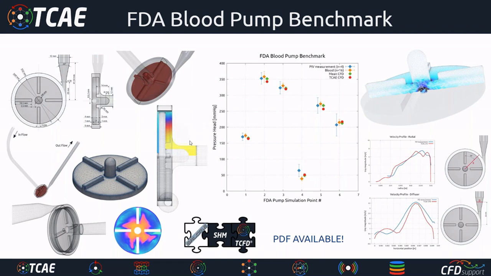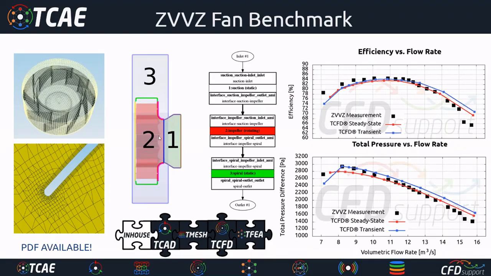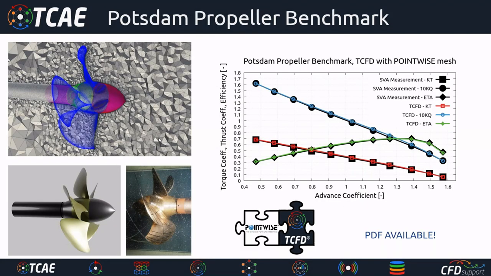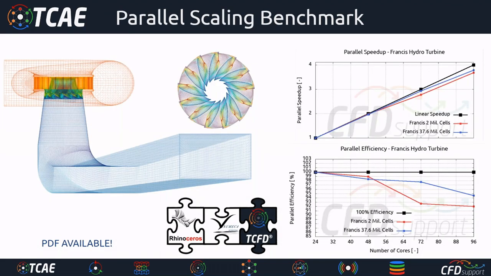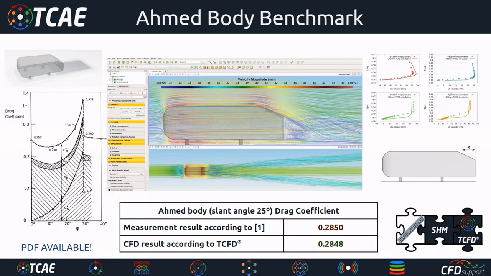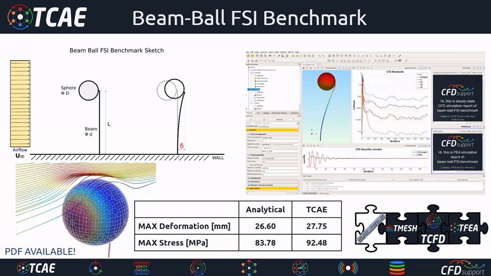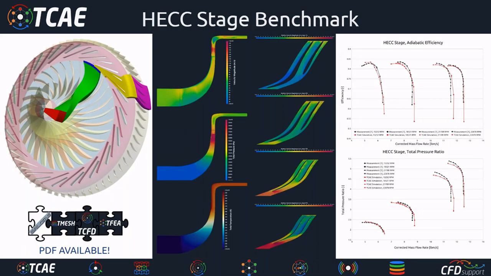Some of them are publicly available because we were allowed to publish them, or they were published already. So over time, we keep creating new benchmarks and new best practices to show our users it's a reliable software with enough credibility, and when used properly, it gives accurate results. And today we are here with this benchmark. It's actually pretty new. It's a high efficiency centrifugal compressor, so that's why it's the HECC stage. Once again, high efficiency centrifugal compressor stage benchmark, which was extensively measured in NASA laboratories.